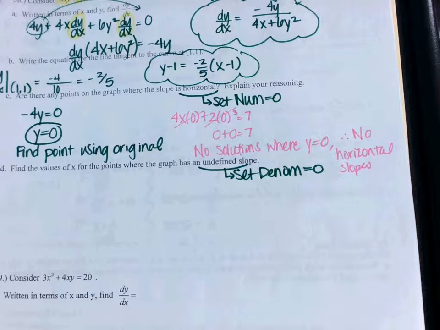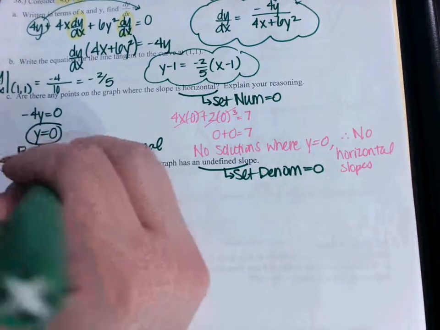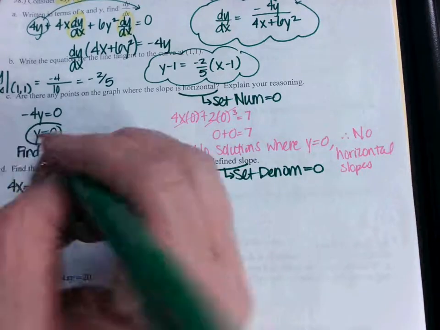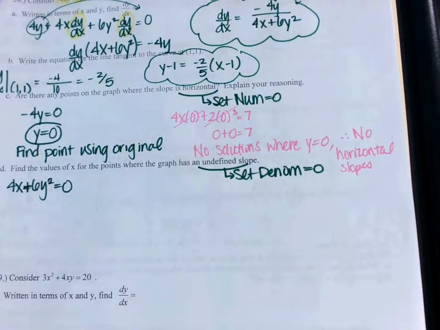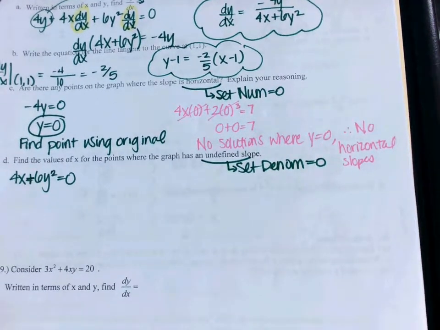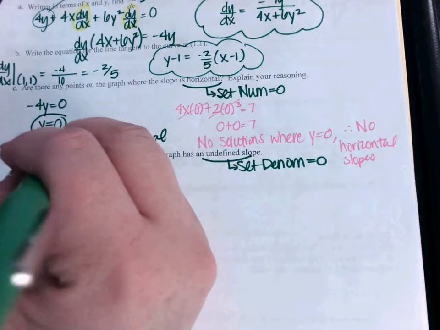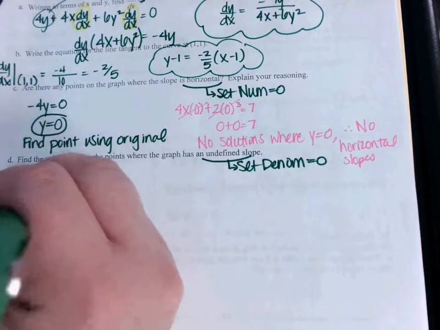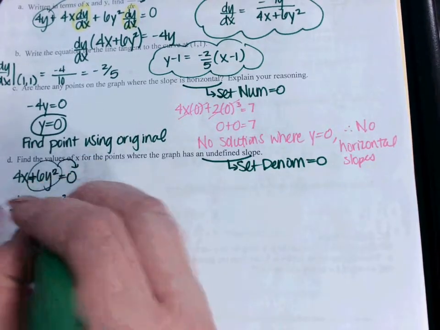Now part D says to find where the points are where you have an undefined slope. So for this one, we're expecting to get an answer. So I'm going to set the denominator equal to 0. 4x plus 6y squared equals 0. Remember, on the AP test, you would get a point just for knowing what to set equal to 0, even if you do it wrong. Okay, I'm going to take my 6y squared, I'm going to minus it across, and then I'm going to divide by 4.